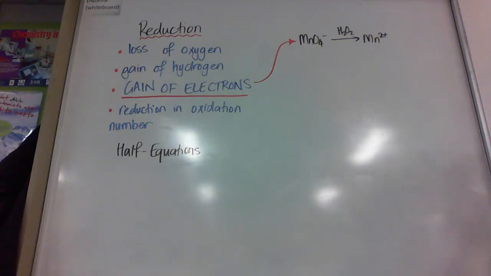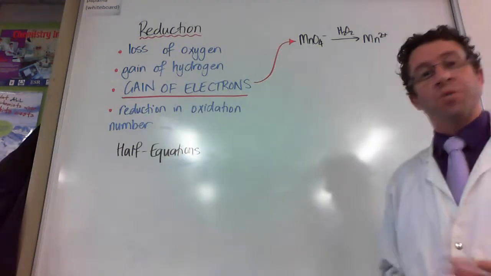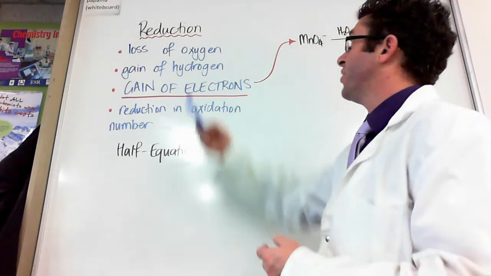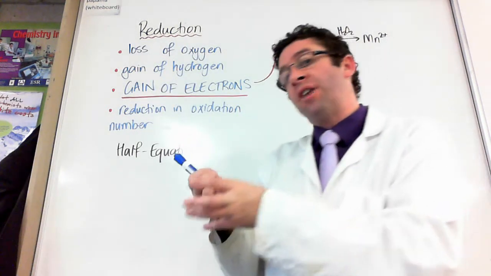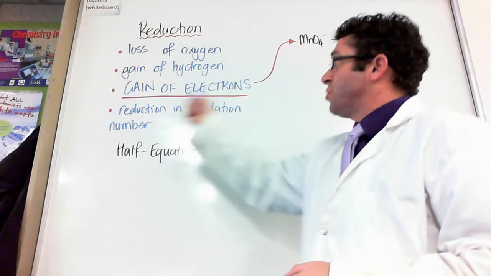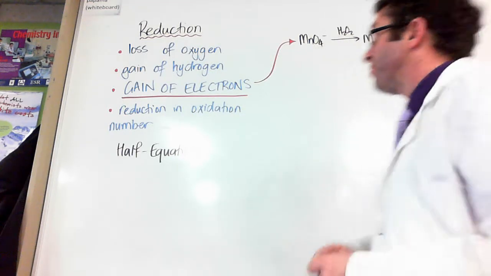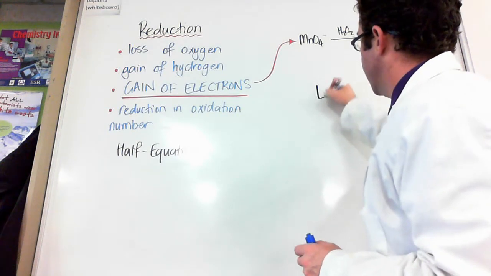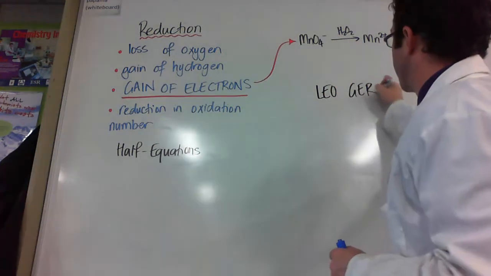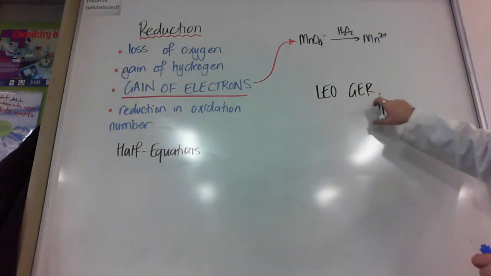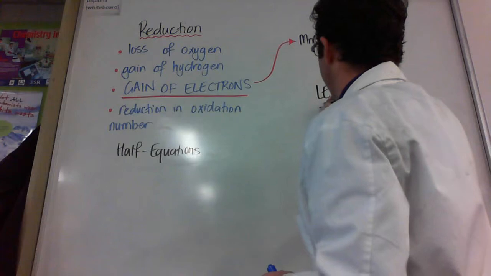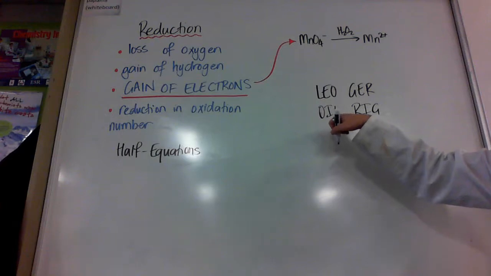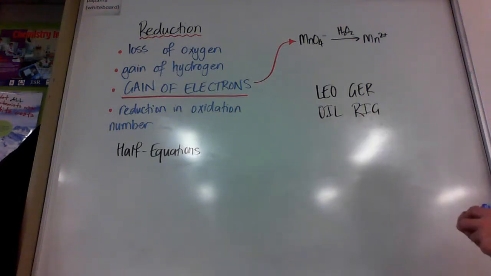Reduction reactions are the opposite of an oxidation reaction, which we've already learnt about. They occur when oxygen is lost from something, or when something gains hydrogens. The actual definition, though, is the gain of electrons. You might remember from our last video that we had these two things: LEO goes GER, loss of electrons oxidation, gain of electrons reduction, or OIL RIG, which is oxidation is losing when we're talking about electrons, reduction is gaining when we talk about electrons.